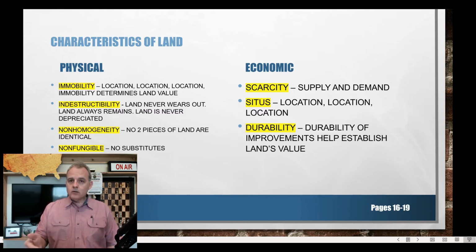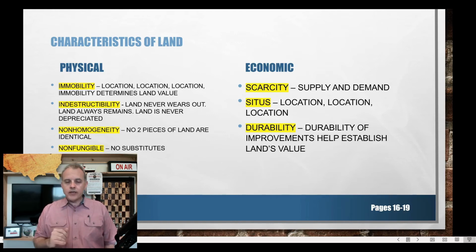But land is different because of its physical characteristics. It's not mobile. Therefore, there can be no substitute whatsoever. No 2 pieces of property are identical. So, non-homogeneous. And the last one is non-fungible. It just plays into the non-homogeneous doctrine, which simply means you can't substitute one piece of property for another because they're not identical.